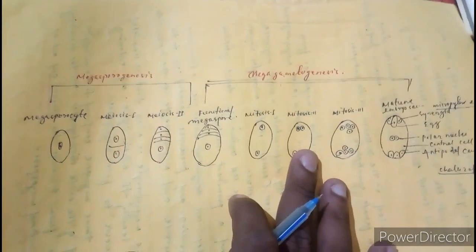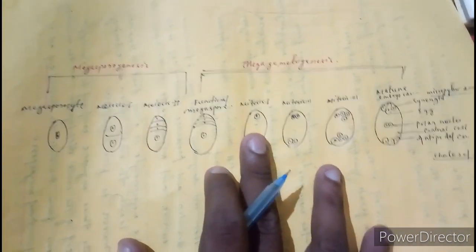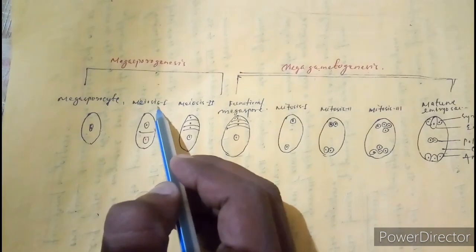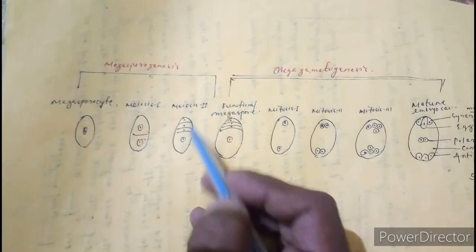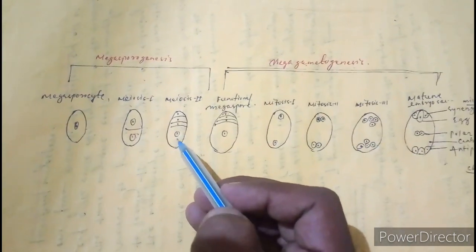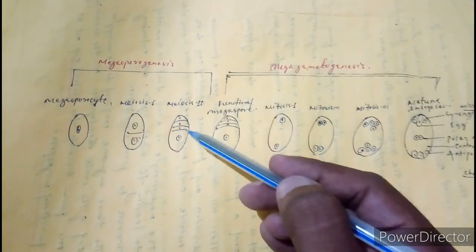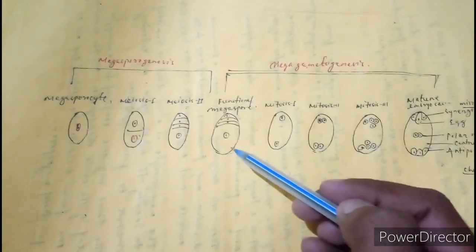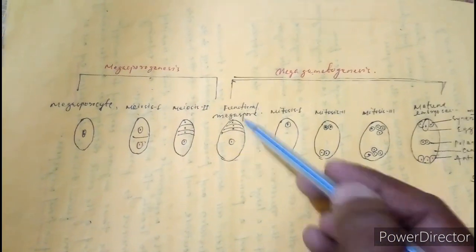Now I will show you something where both megasporogenesis and megagametogenesis take place. Here the megasporocyte undergoes meiosis. In meiosis 1, such a structure is formed. In meiosis 2, such a structure is formed. Out of the tetranuclear structure, 3 towards the micropylar end degenerate, and the remaining one towards the chalazal end remains as the functional megaspore.